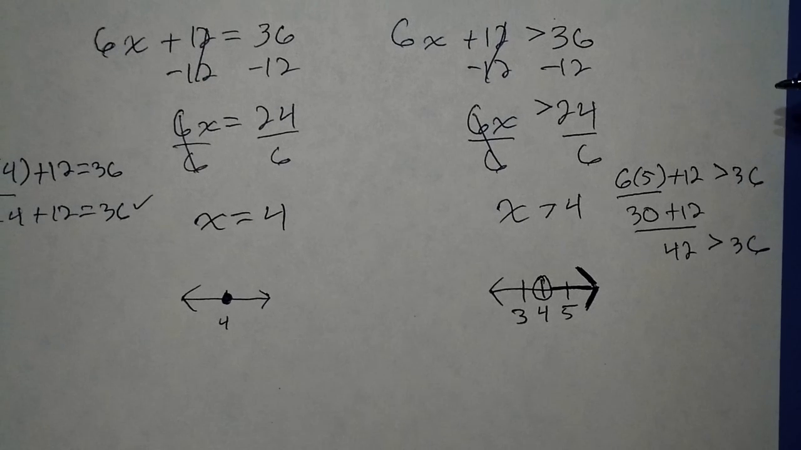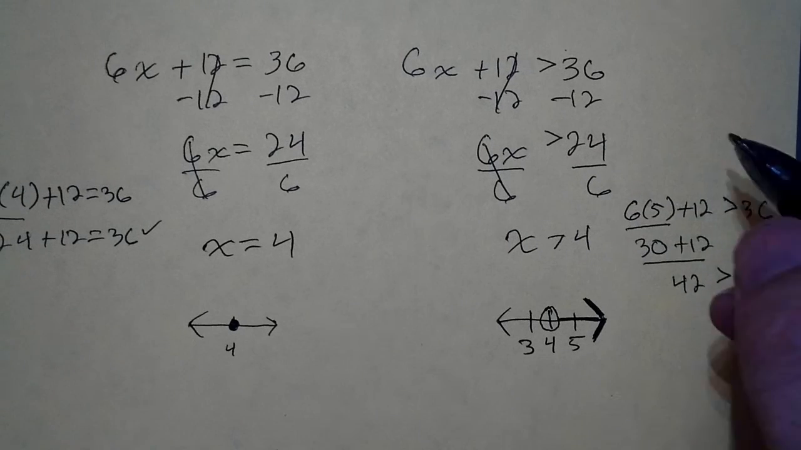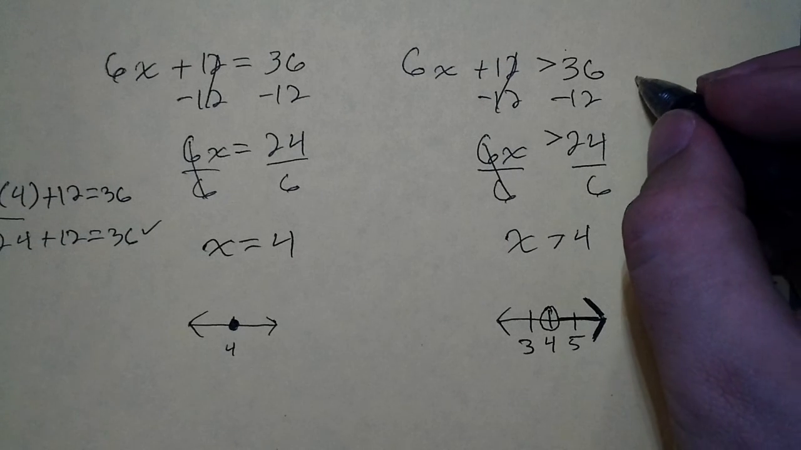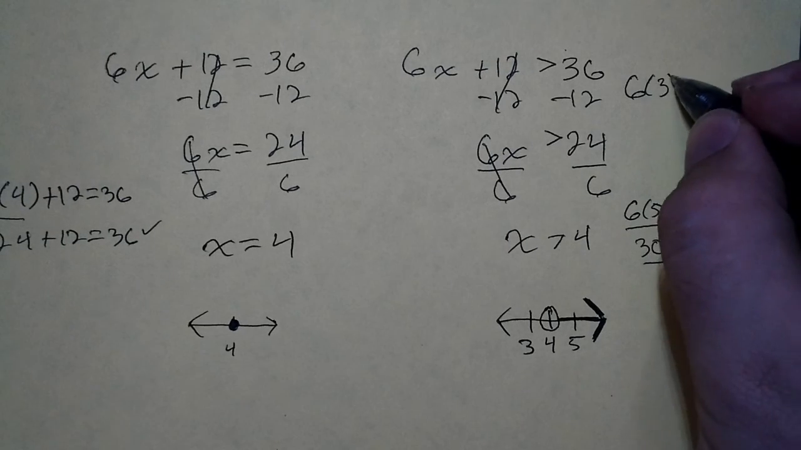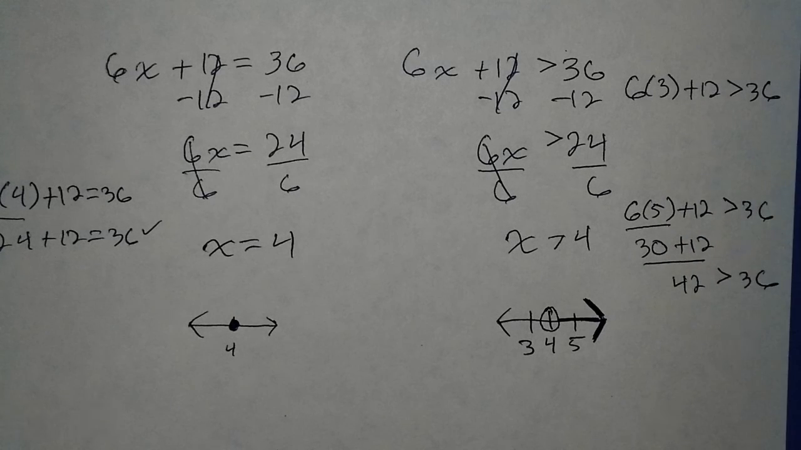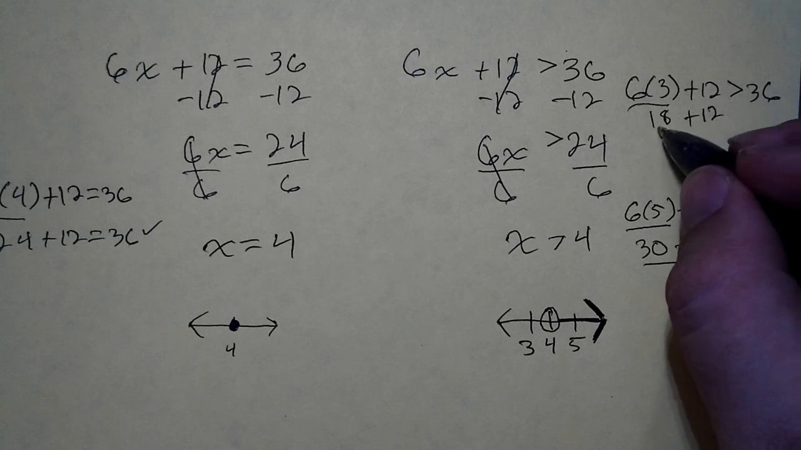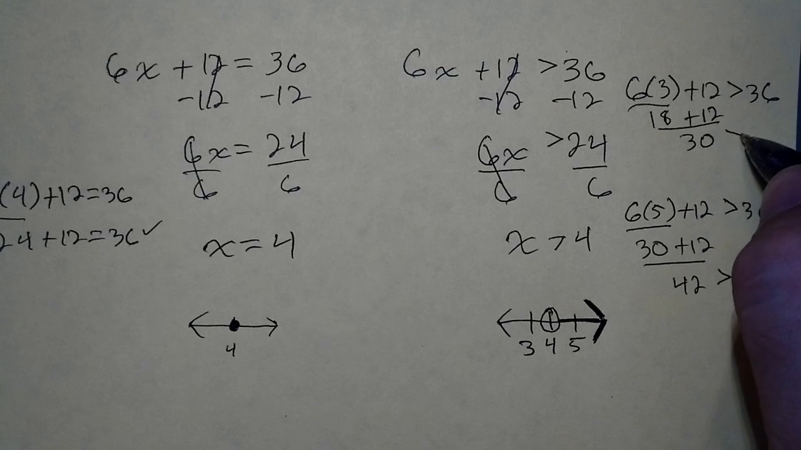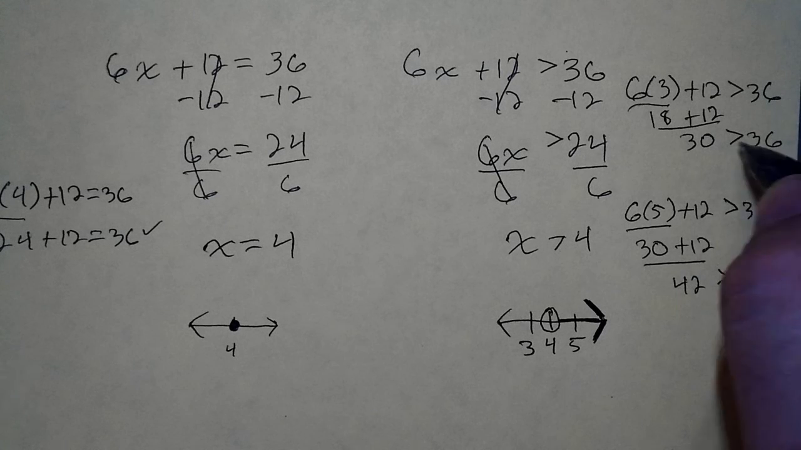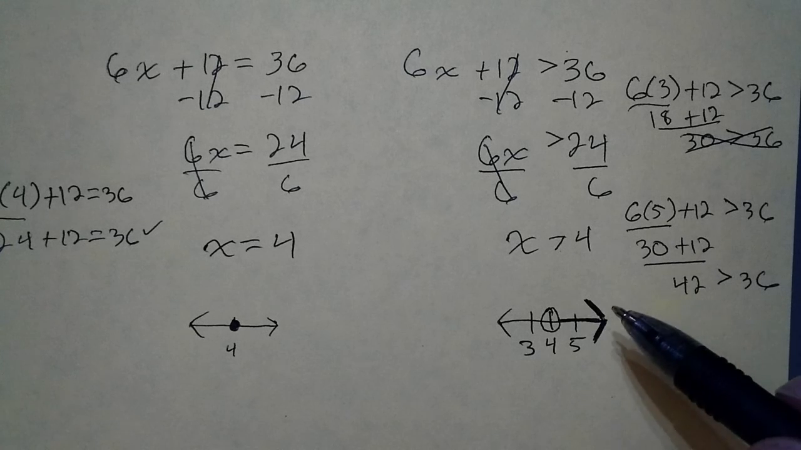Now, what if we tried a number that was smaller than 4? So let's try 3. Let's plug in 3 and see what we get. So 6 times 3 plus 12, and let's see if that's still greater than 36. Well, 6 times 3 is 18. 18 plus 12 is only 30. And is 30 greater than 36? No, it's not. This is what we're doing tomorrow.